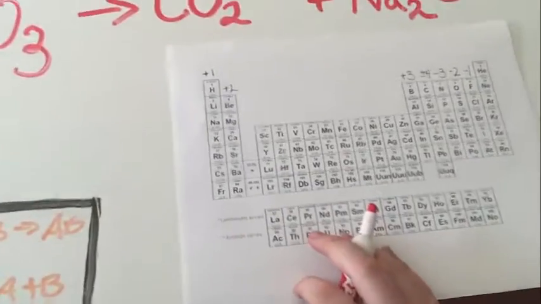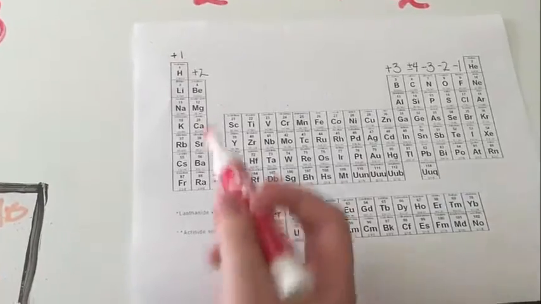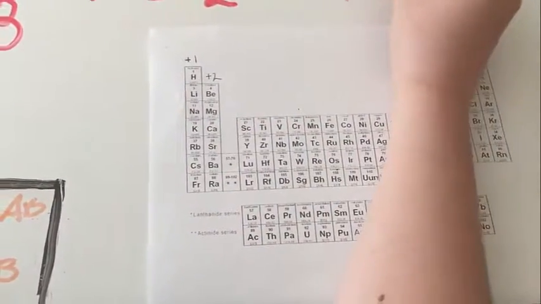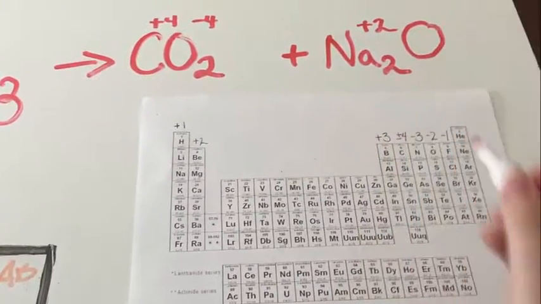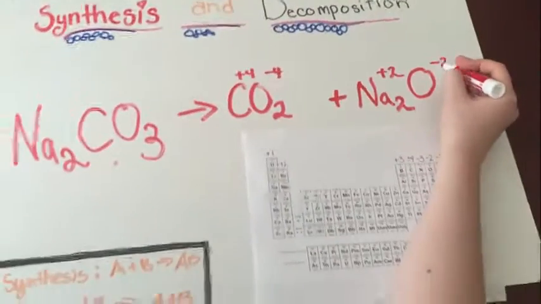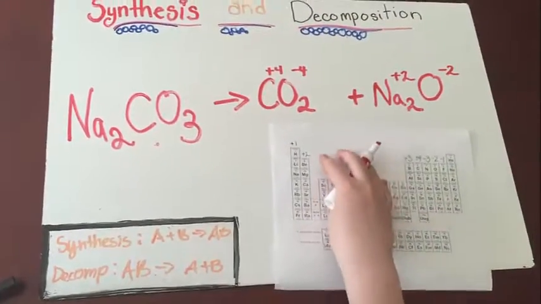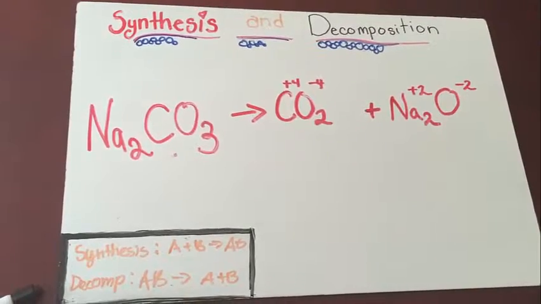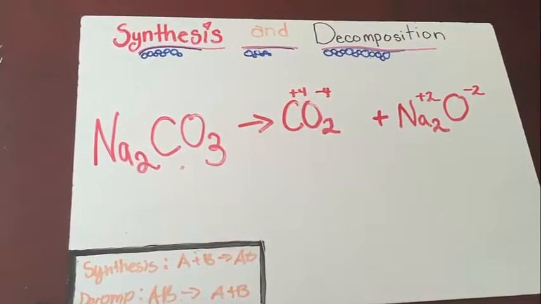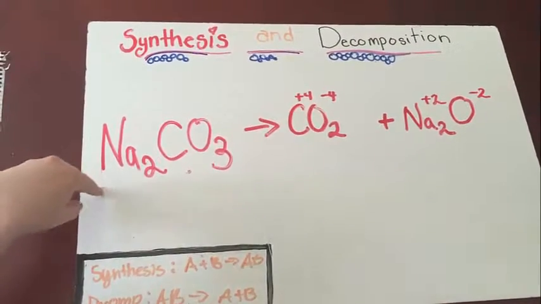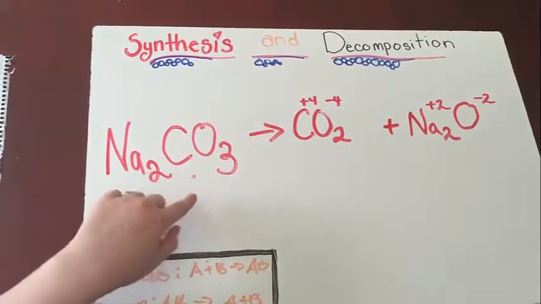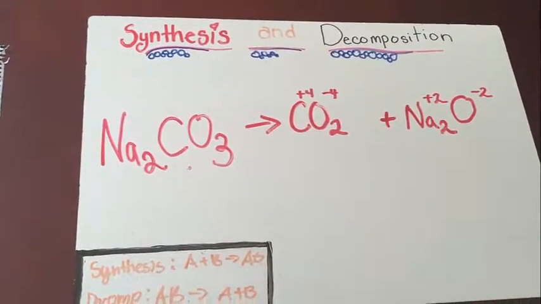We'll go back to our periodic table and find sodium. So that has a +1 charge. But since there's 2 of them, we're going to have a +2 charge. And then oxygen over here has a -2 charge. And 2 minus 2 is 0, so that has a neutral charge. Now we need to balance the equation. Since we have 2 sodium atoms on both sides, 1 carbon atom on both sides, and 3 oxygen atoms on both sides, this is a balanced equation.